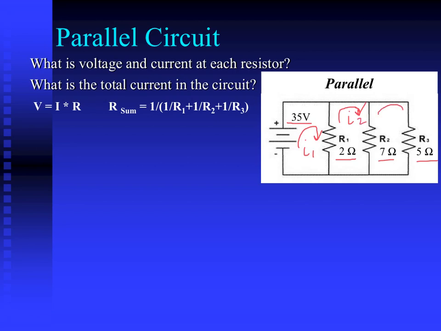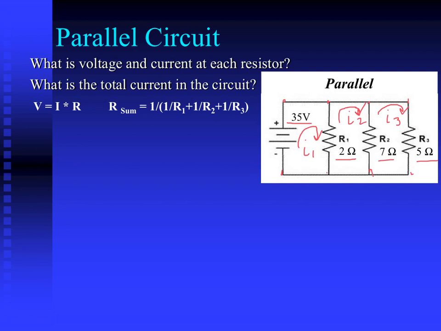And then you have the current going through the third resistor, which is I3. So now we have 3 different currents. But notice the voltage, the very first question, what is the voltage at each resistor? Well, the voltage, you can see, is the same. The voltage is the same 35 volts at this point. It's the same point here, the same point here, the same point here. So the 35 volts is the same across all 3 resistors. So the first question is easy. In a parallel circuit, the voltage across each resistor, each load, is the same and will be the same as the source voltage, which is 35 volts.